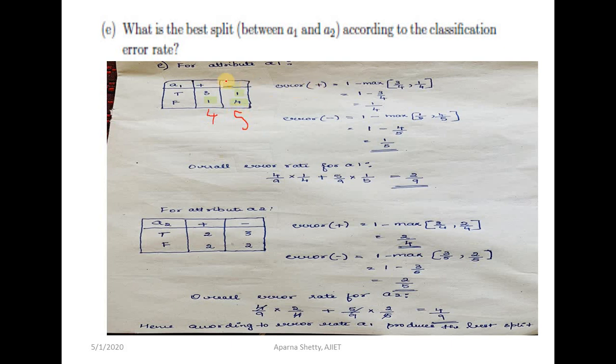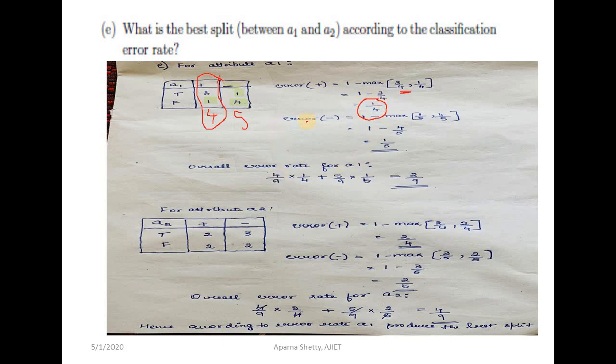So, for the error, first we will calculate for plus only. For plus, the error is given by 1 minus max of 3 divided by 4, comma, 1 divided by 4. Among these two, 3 divided by 4 is the maximum value. If you compare 3 divided by 4 and 1 divided by 4, this is the maximum. So, 1 minus 3 divided by 4 will give you 1 divided by 4.